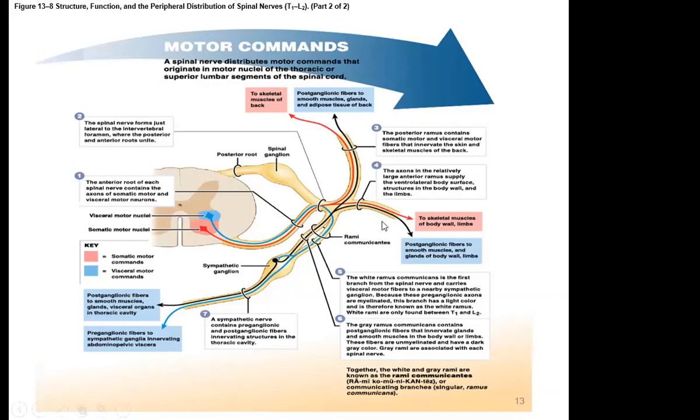Okay? And these other things, the rami communicans, like I said, we're going to talk about all of those later on, especially whenever we get into the autonomic nervous system. So I just wanted you to see right now how we can be so specific in regards to where the visceral motor information would be, where the somatic sensory information would be, how this is all divided up inside of the actual cord itself.